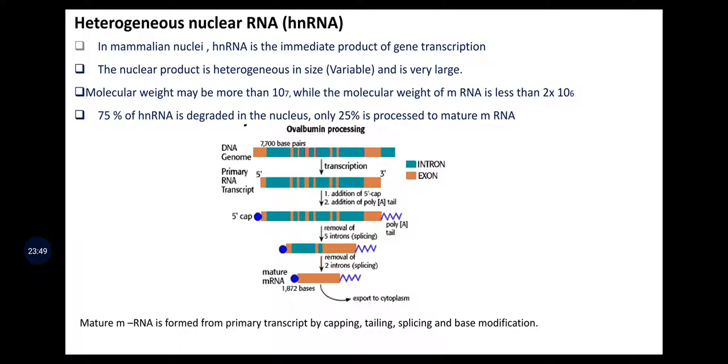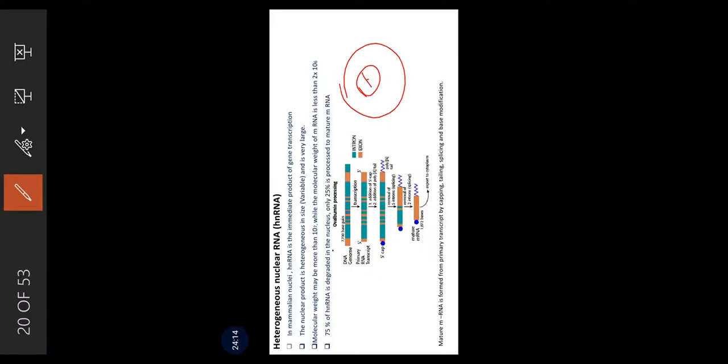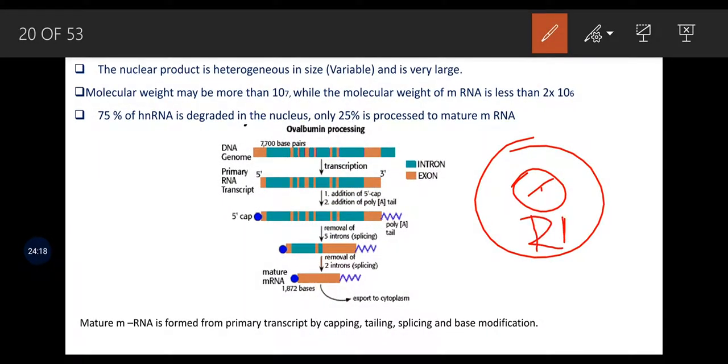We shall move further. Now we go and talk about the heterogeneous nuclear RNA or hnRNA. So I was talking about the central dogma process. Once the transcription happens in the nucleus, what will happen? This is a cell. This is the nucleus. When transcription happens, what can we expect? We will expect a formation of RNA. That RNA we call mRNA once it comes to the cytoplasm portion. But to form a mRNA, there is a long process which is known as hnRNA.